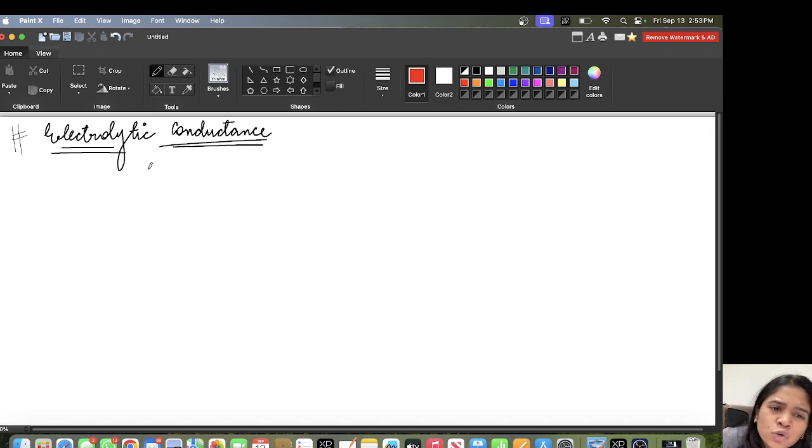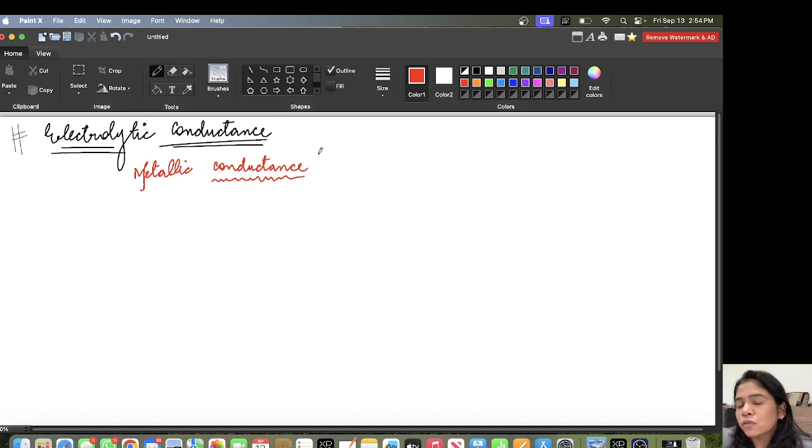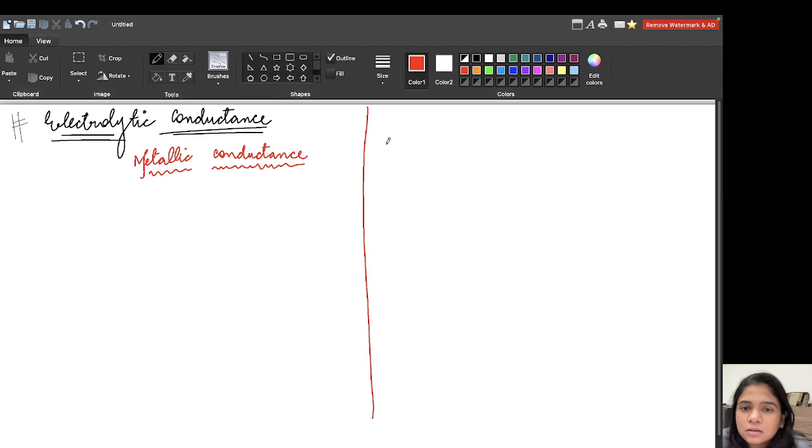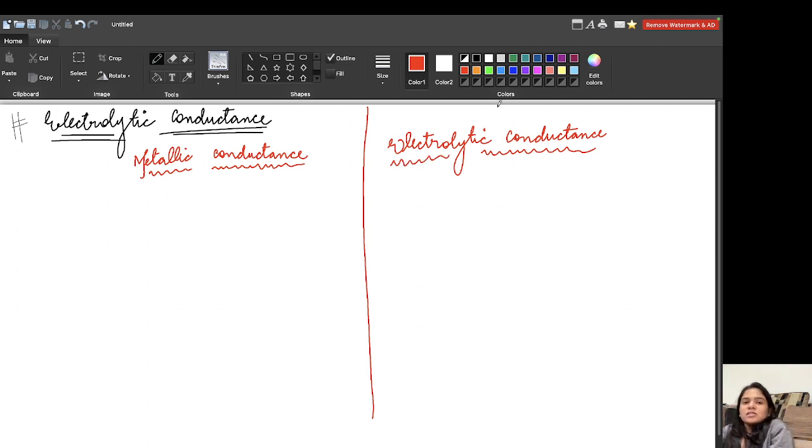So first thing is you need to understand the difference between metallic conductance and electrolytic conductance. You know what is conductance, right? Flow of current. Whatever is having flow of electrons easily will deliver very good electricity, right? What is conductance? It allows you to conduct electricity. That's why you have conductors and insulators, right?